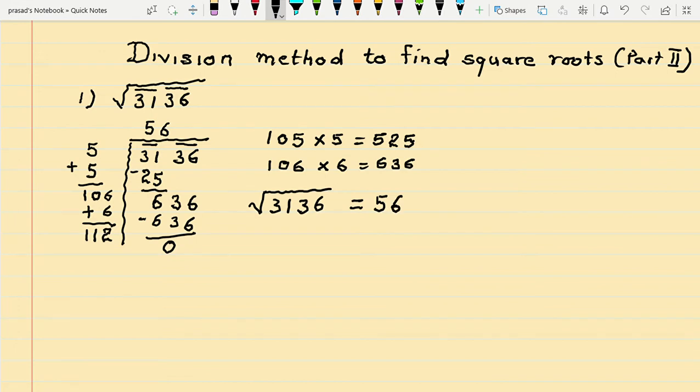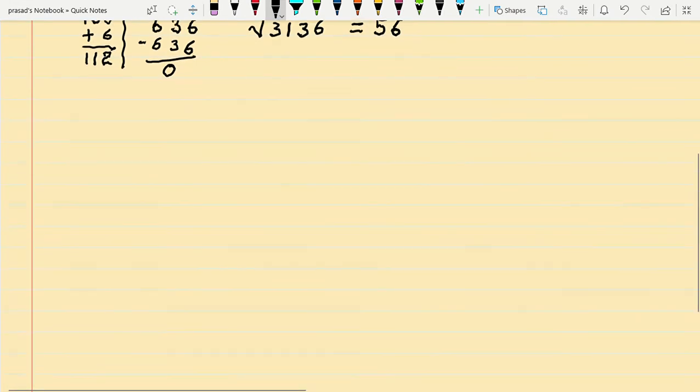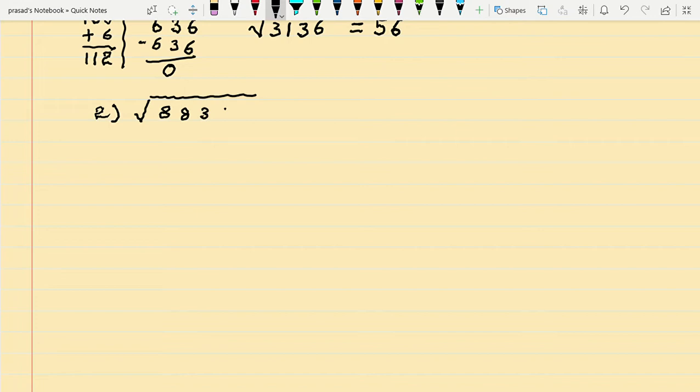Let us do one more problem on the square roots, that is square root in the perfect form. Let us consider the square root of 8836. So do the grouping from the right to left. So 88 and 36.